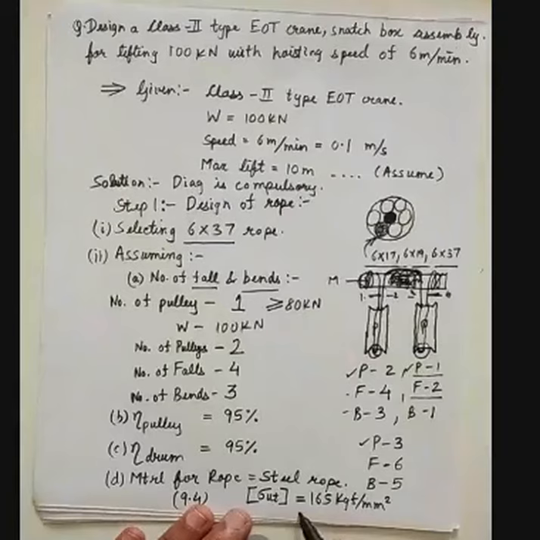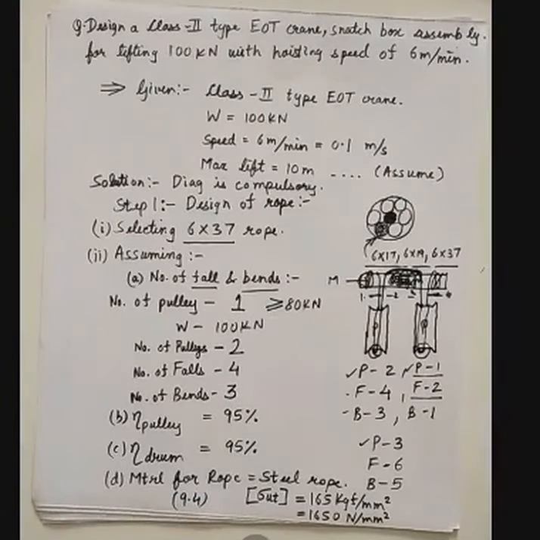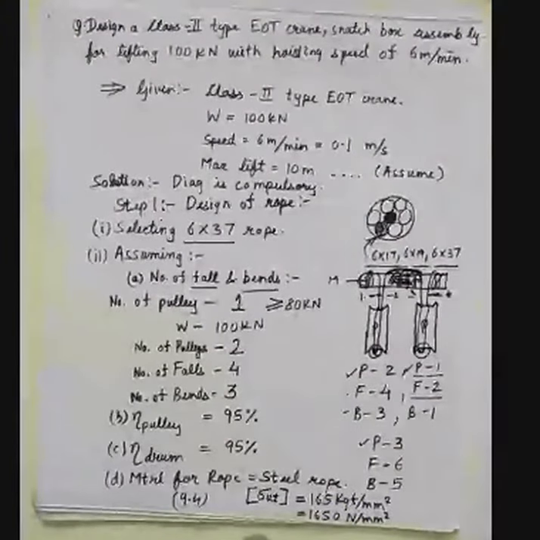Okay, or it can be said as 1650 Newton per mm square. Where have we got this value from? The material is steel, and the ultimate tensile strength for the material is to be taken from 9.4. There are two ranges. From that range, you can take any one. I am assuming it as 165. If you want, you can assume 175, 185, up to 190. You can take that value.